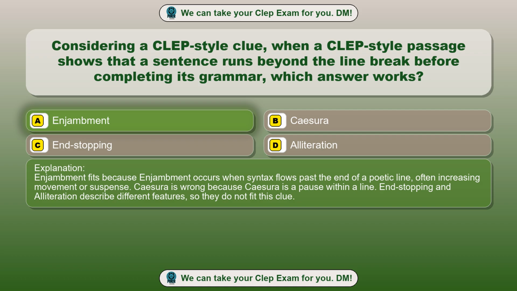suspense. Caesura is wrong because caesura is a pause within a line. End stopping and alliteration describe different features, so they do not fit this clue.